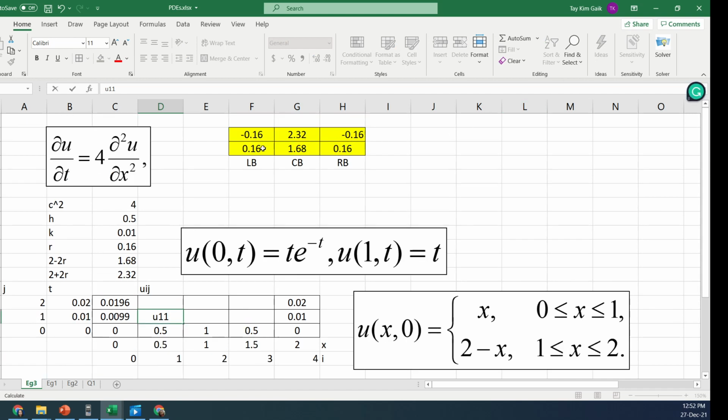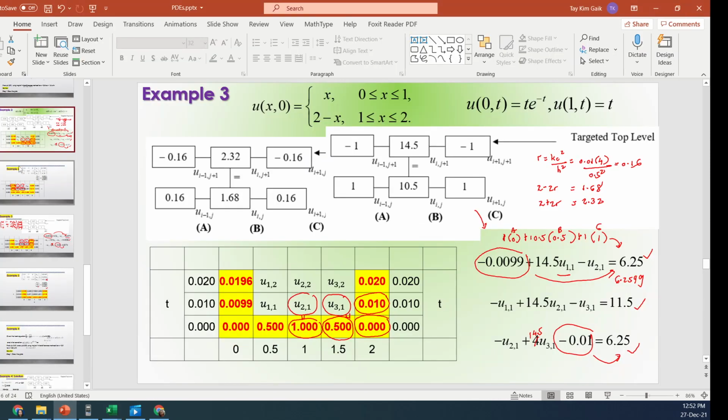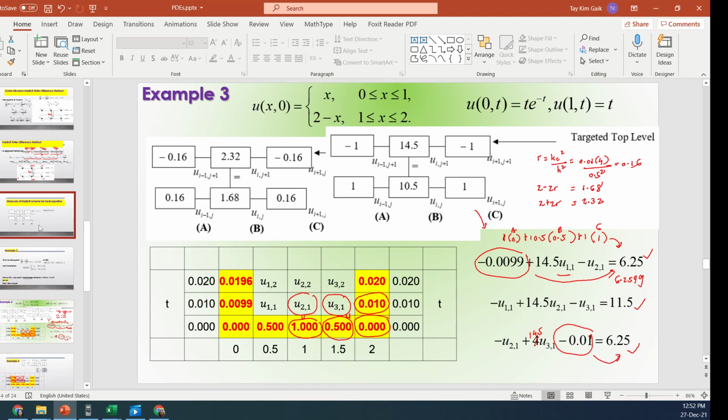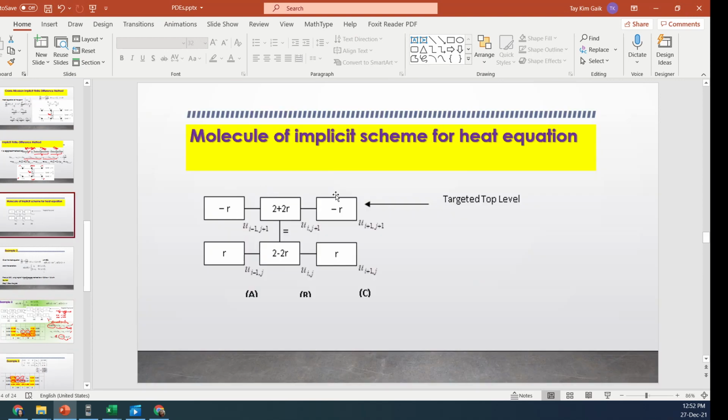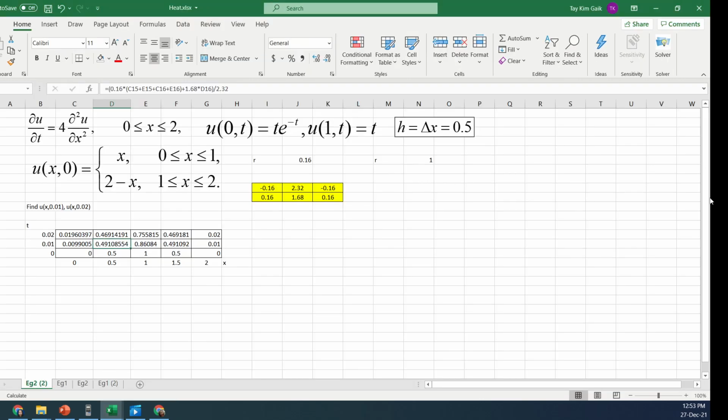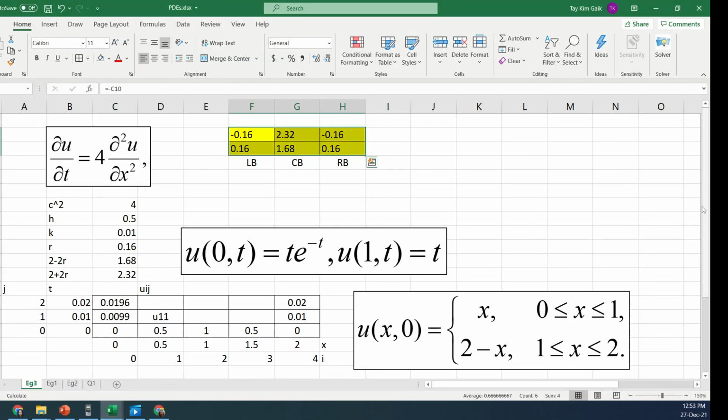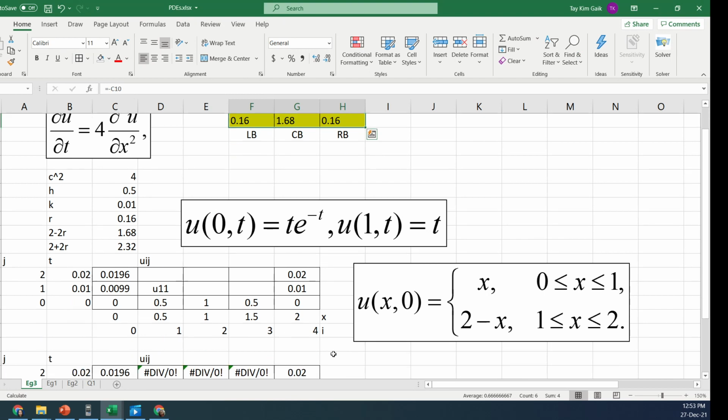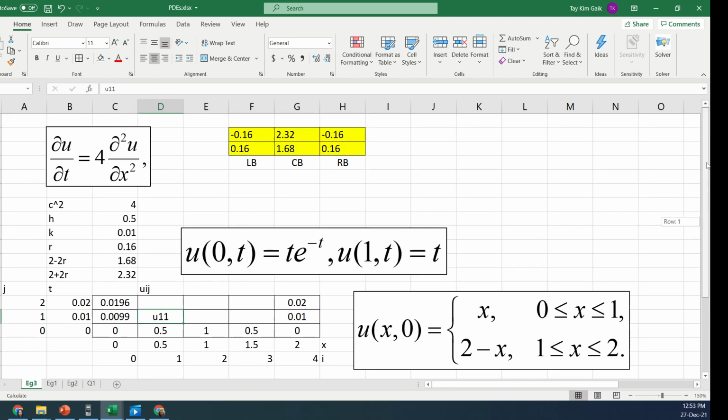From the general molecule you saw in the slide just now, for the Crank-Nicolson implicit finite difference method: negative r, 2 plus 2r, negative r at the top level, equal to the bottom level with coefficients r U(i-1,j) plus 2 minus 2r times Uij plus r times U(i+1,j). So I have to solve this one. Now I would like to solve for U11 here.